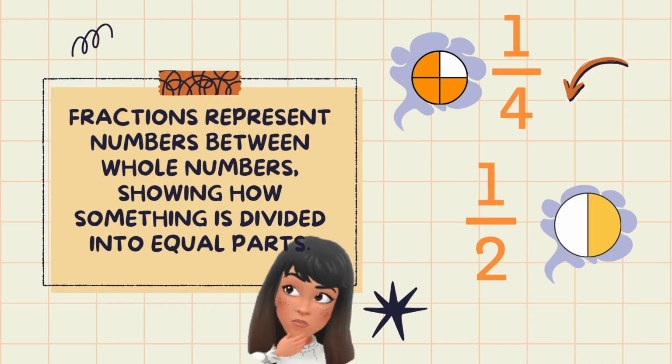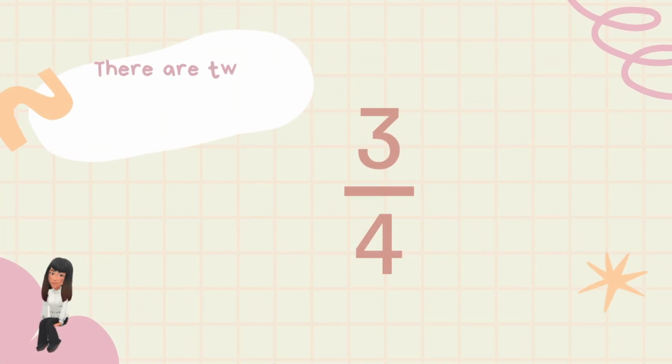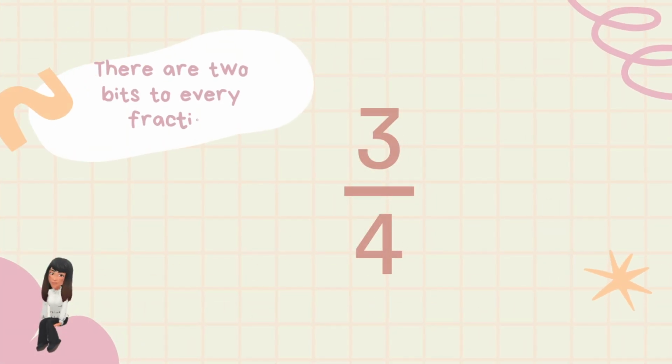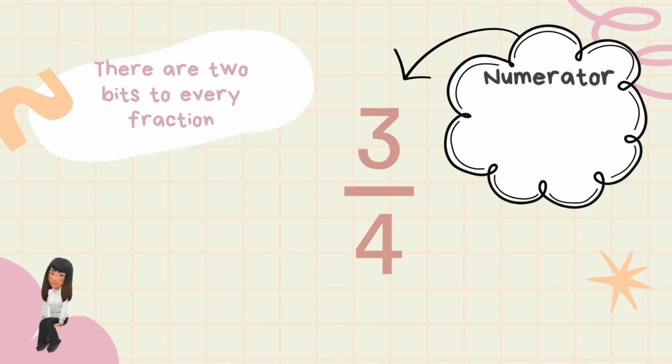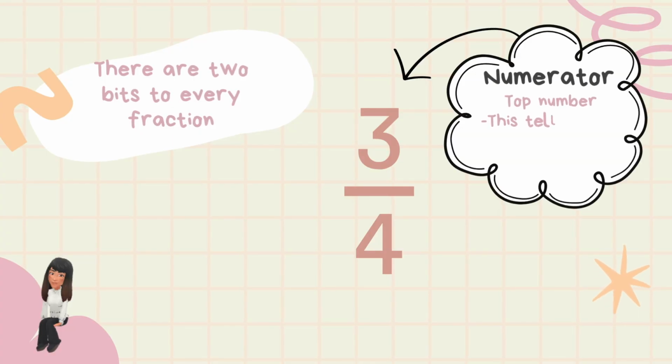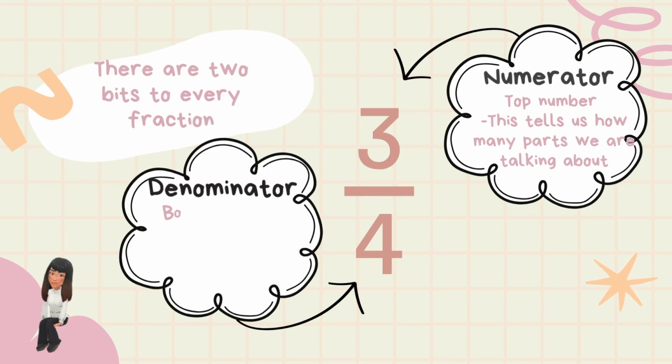Fractions represent numbers between whole numbers, showing how something is divided into equal parts. There are 2 bits to every fraction. Here I have the fraction 3/4. First, we have the numerator, the top number. This tells us how many parts we are talking about, in this case 3.